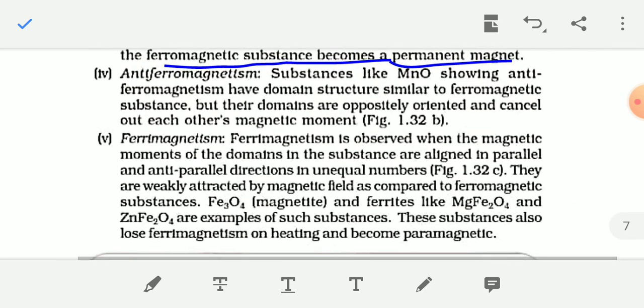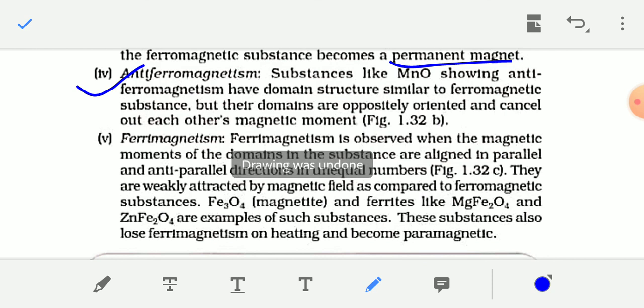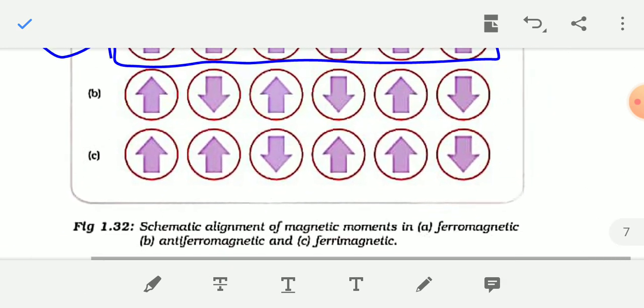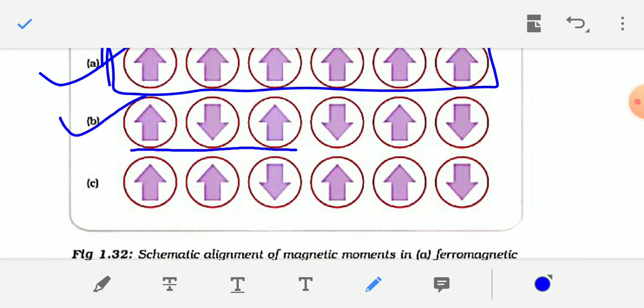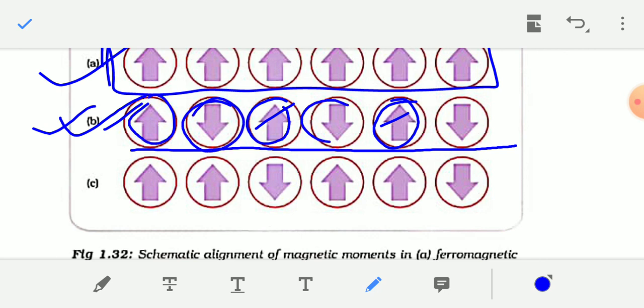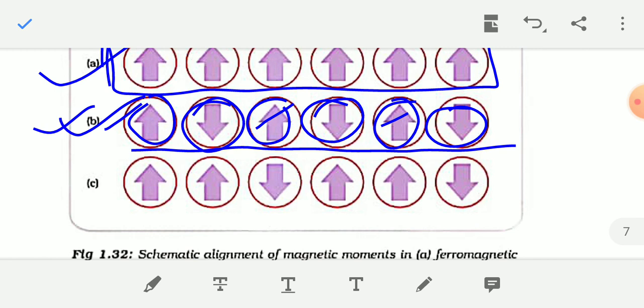Next, antiferromagnetic substances. This is like diamagnetism. Substances like manganese oxide, MnO, show antiferromagnetism. They have a domain structure similar to ferromagnetic substances, but their domains are oppositely oriented and cancel out each other's magnetic moment. In antiferromagnetic substances many unpaired electrons are present, but in opposite directions. Here in B, 3 unpaired electrons are in the upward direction and 3 in the downward direction, so their magnetic moments cancel each other and become 0. That's why they are called antiferromagnetic substances.